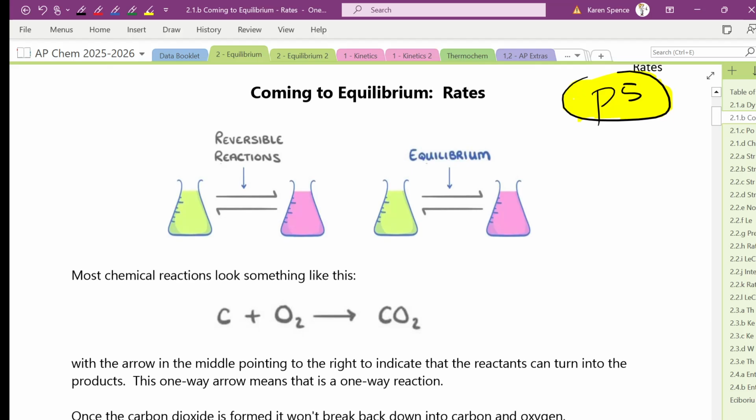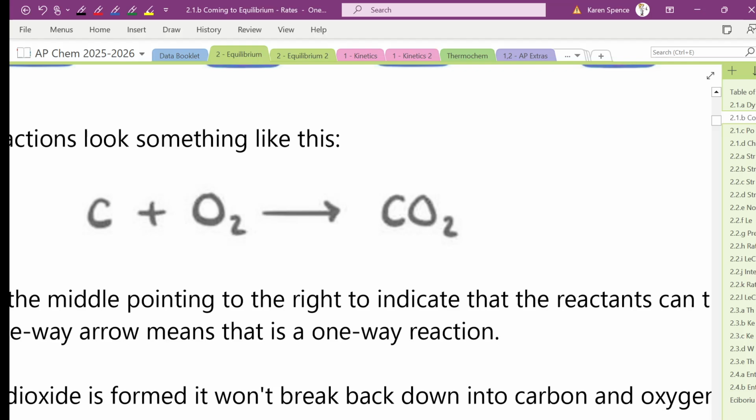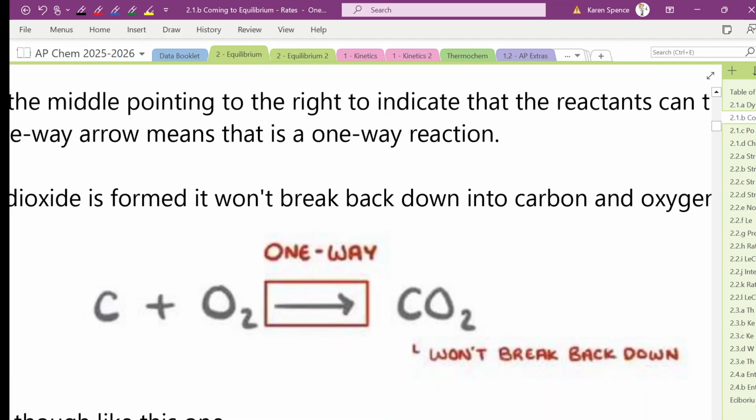Okay, so we have our reversible reaction. That is, it comes to an equilibrium. Most chemical reactions look like this. We have a one-way arrow. And if you have carbon reacting with oxygen, that is a simple combustion reaction. CO2 will not break down into carbon and oxygen. So lots of reactions are one way, despite the fact that for the next 4 units, we will be discussing almost exclusively reversible reactions, okay?